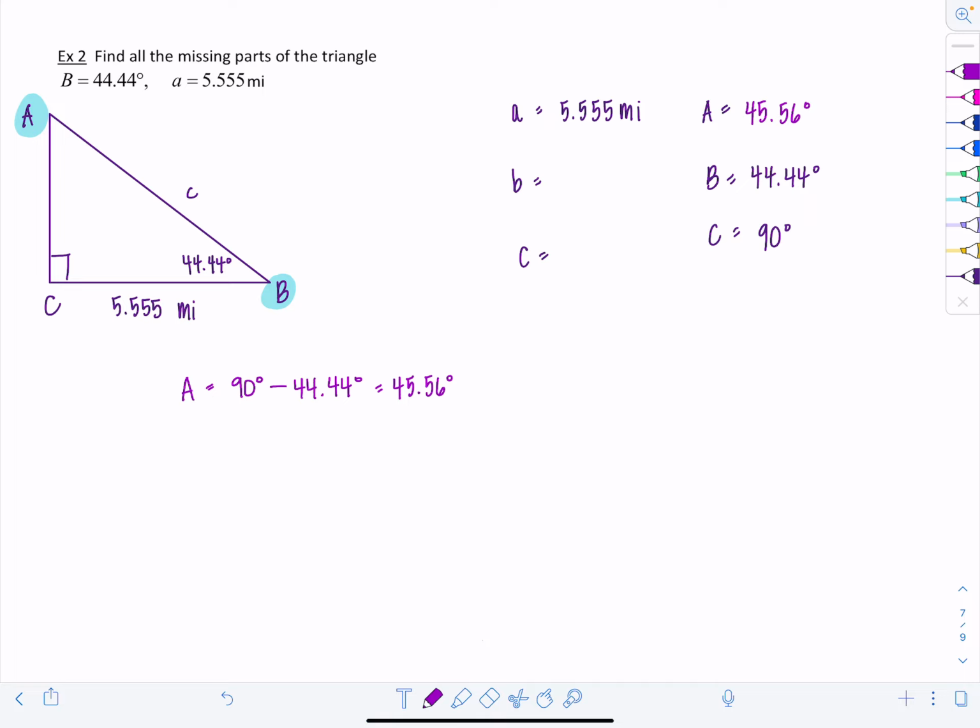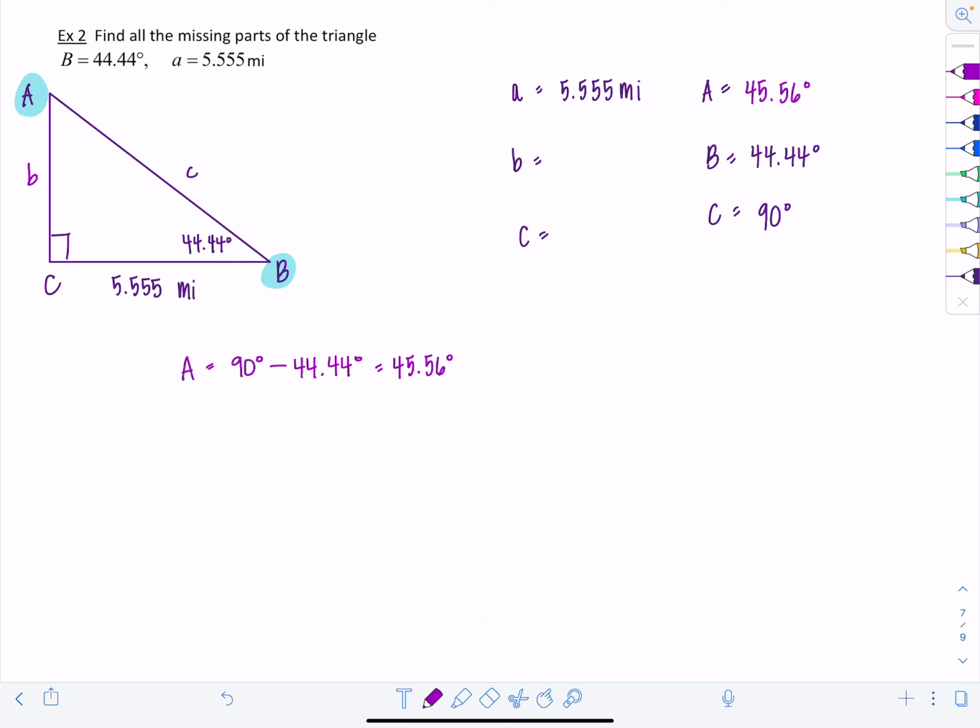Lovely, we're in good shape. We only are missing two pieces of information. We're missing side B and side C. Okay, so let's go ahead and focus on getting side B.